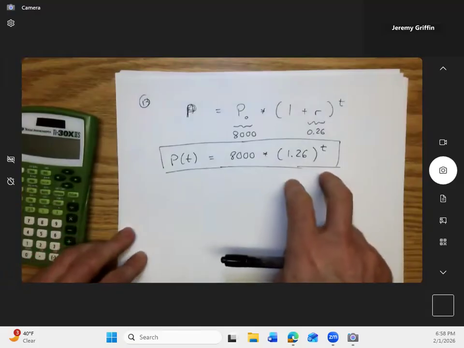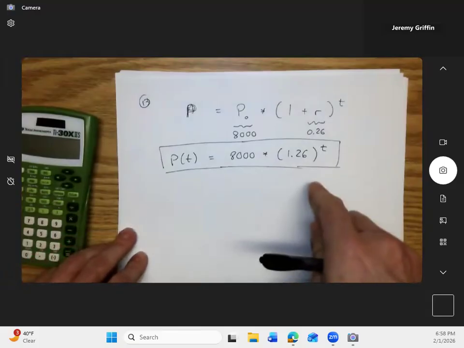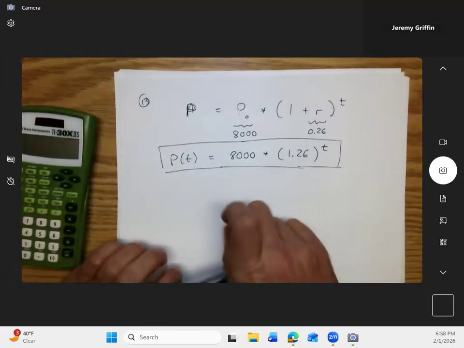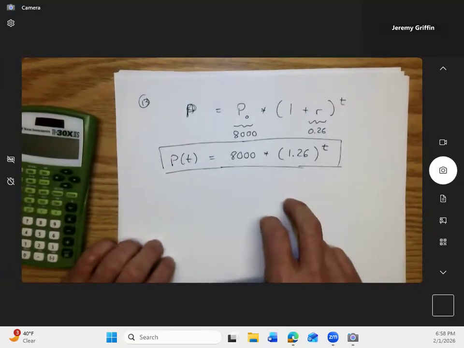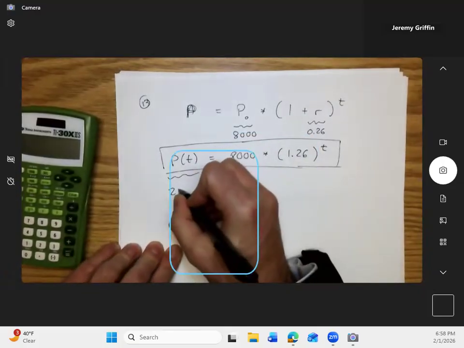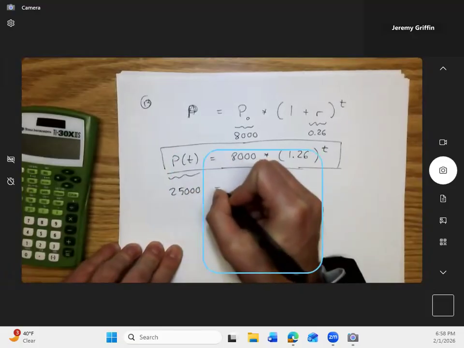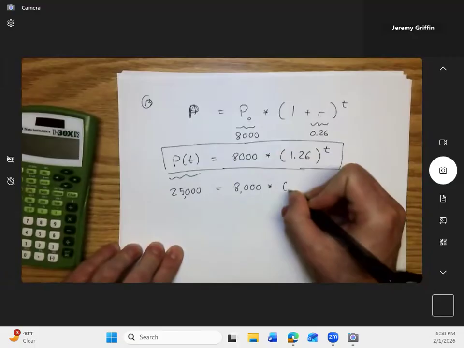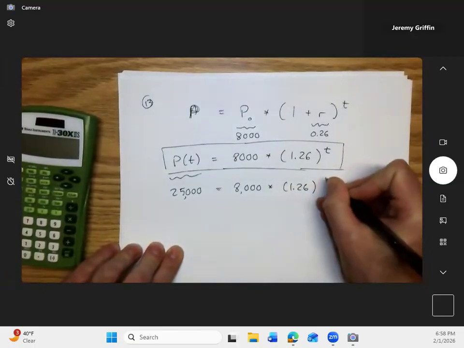You could force this into a continual growth equation with the base of e. This has base of 1.26. That's here. Okay. How long will it take to reach 25,000? So the final population, let's put 25,000 rabbits here, is equal to the initial 8,000 rabbits times 1.26 to the t. Right?